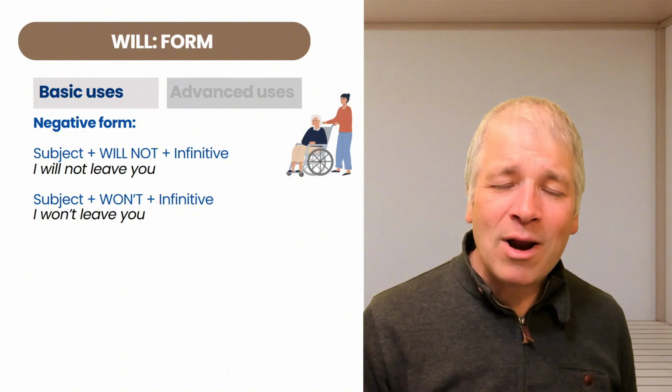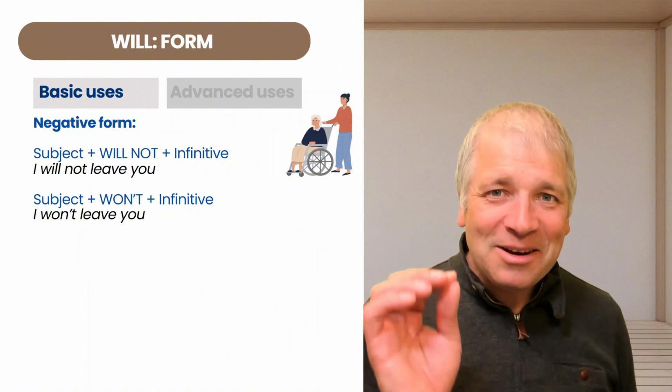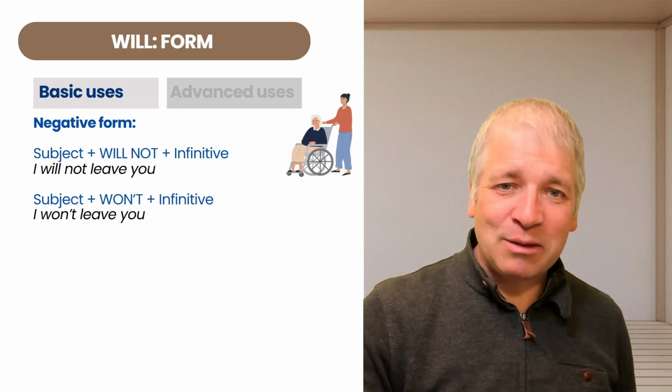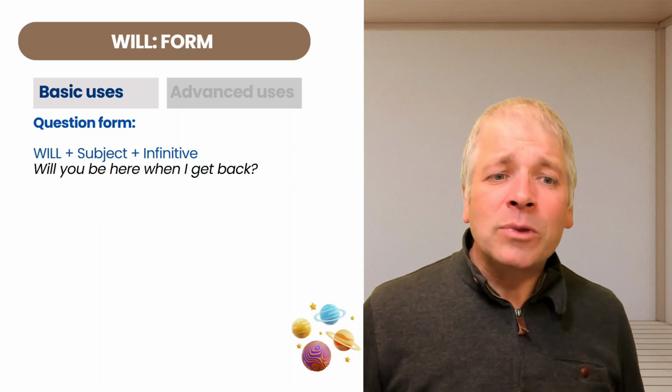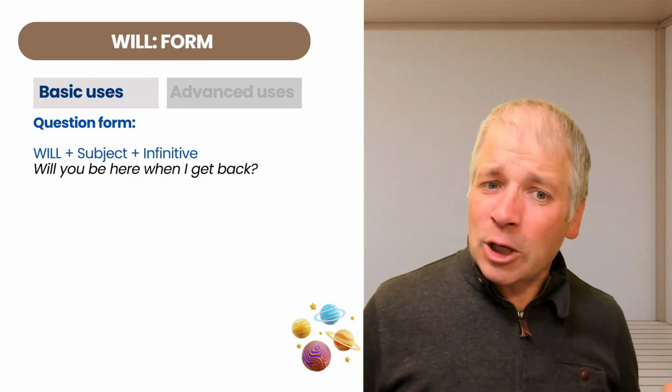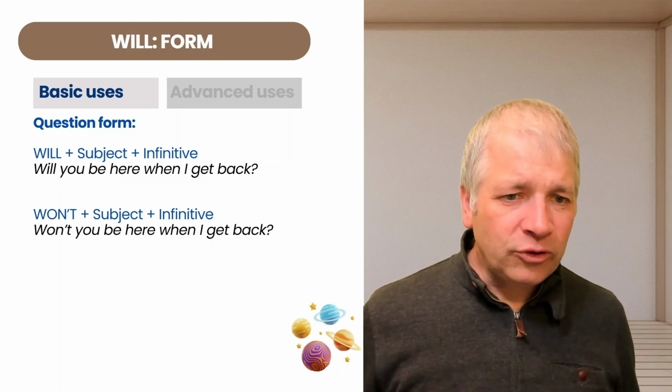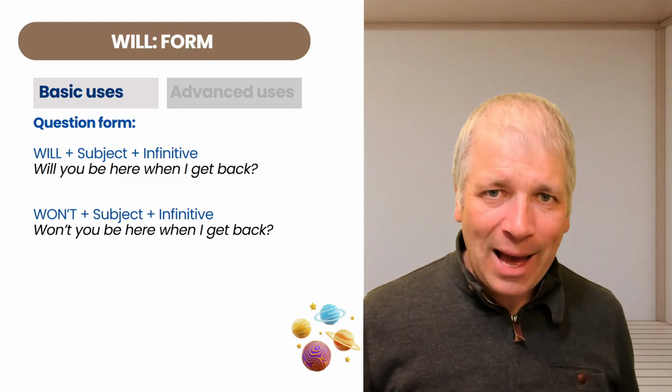It's an irregular negative form. It's not willn't, it's won't, like this. And in the question form, will plus subject plus infinitive. Will you be here when I get back? Won't can also be used. Won't you be here when I get back?